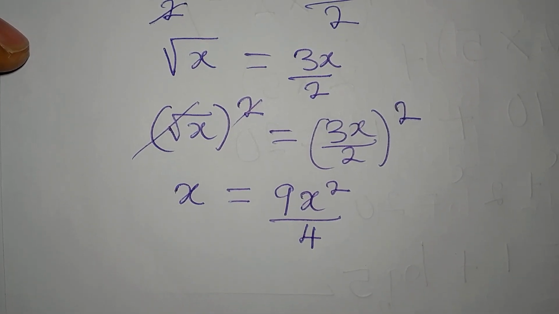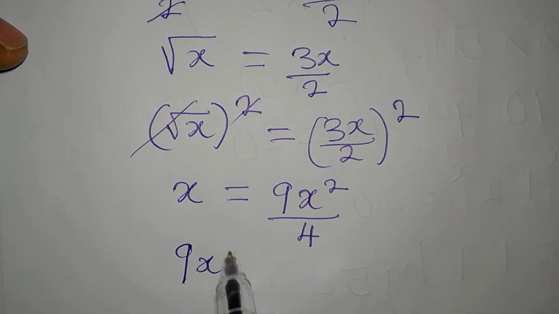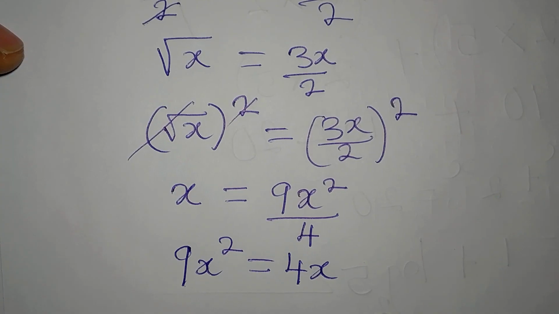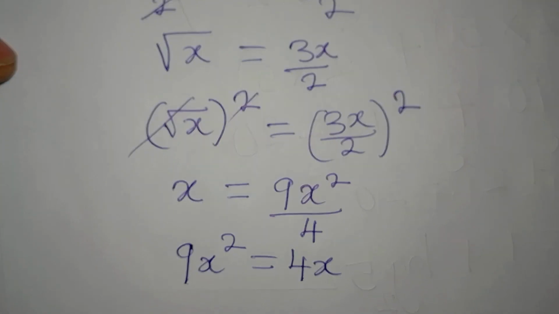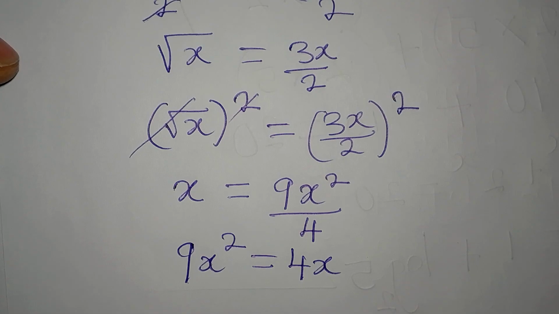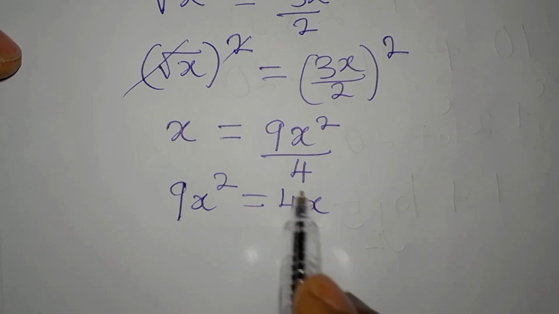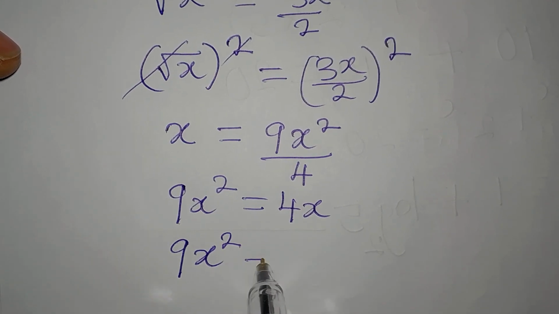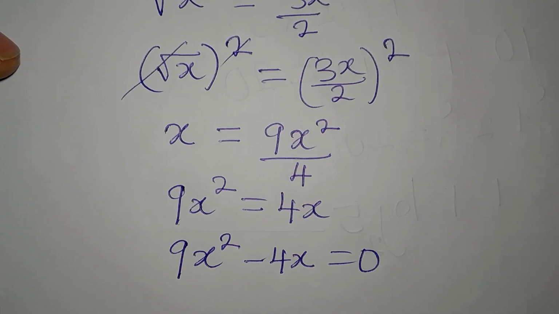So from here, what do we do? Cross multiply so that 9x squared will be equal to 4x. Do not divide both sides by x. If you do that, you are not going to get the complete solution. So we will now bring 4x to the left. So we have 9x squared minus 4x equals 0.